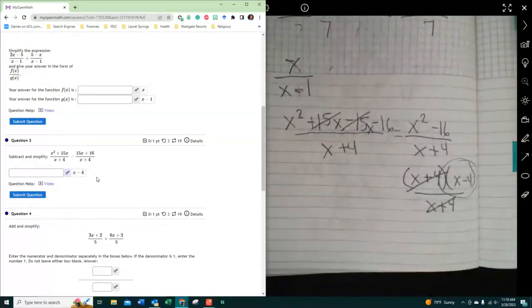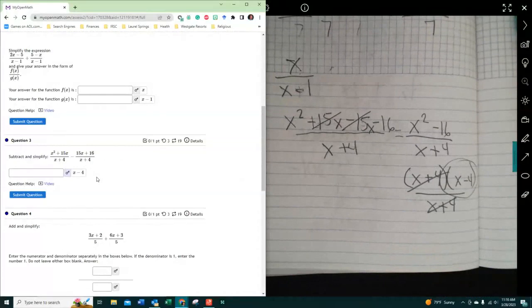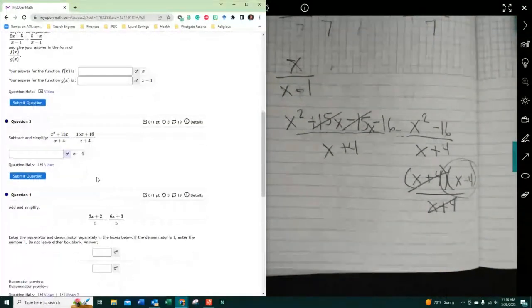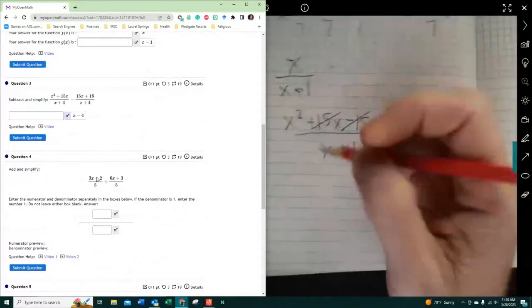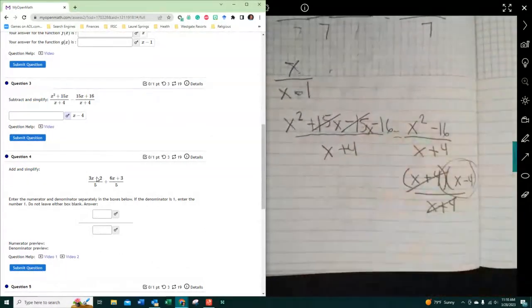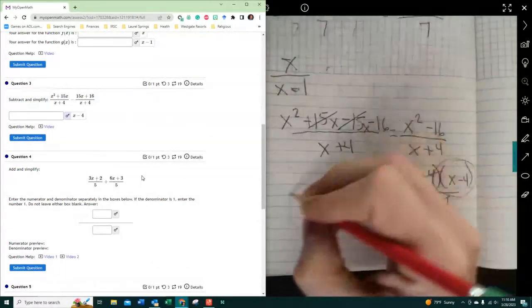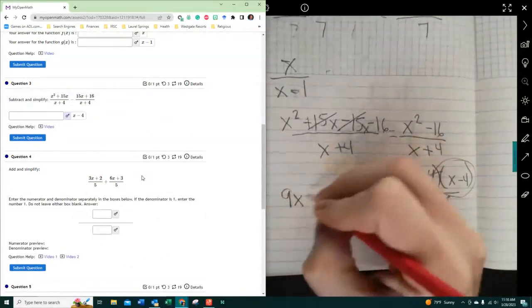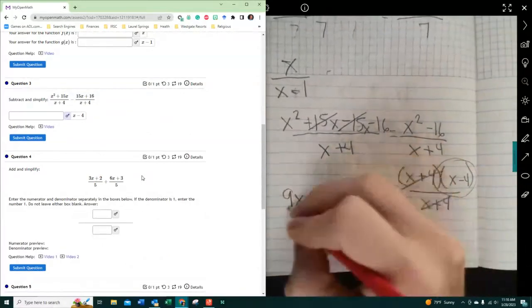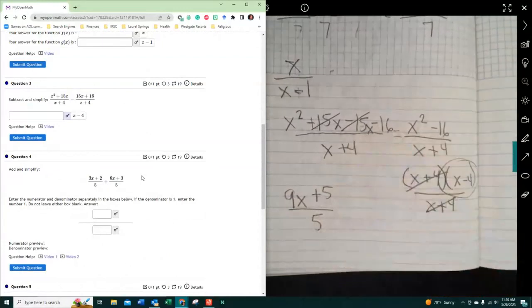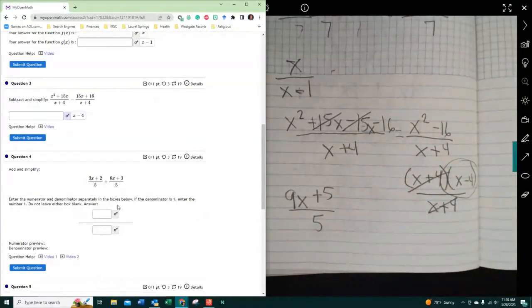All right, so that happens. So everything that we practiced in the other lessons still applies, so we're going to just make sure we keep an eye out for that. So here we have 9x plus 5 all over 5. And that's all the answer we've got to give for that one.